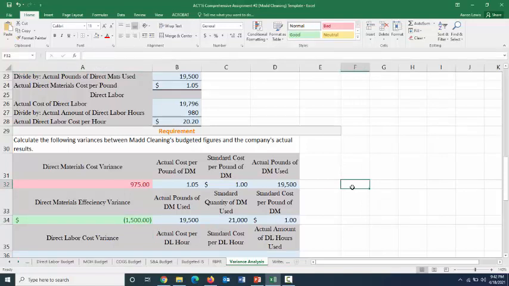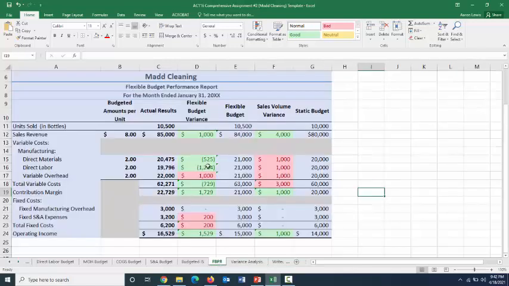So we have a favorable $1,500 direct material efficiency variance. And if you add 1,500 and negative 975 together, calling this a negative because it's unfavorable, you come up with positive $525, which just so happens to be our favorable variance over here.